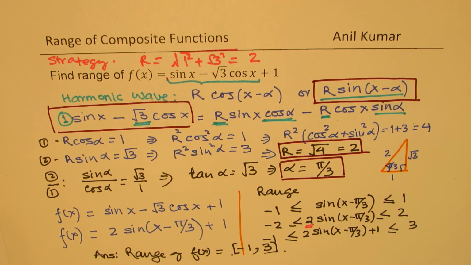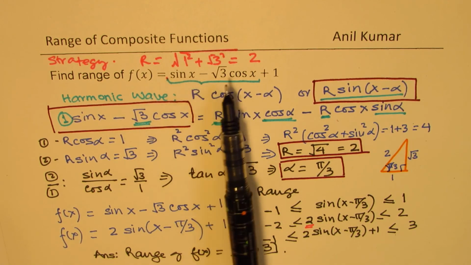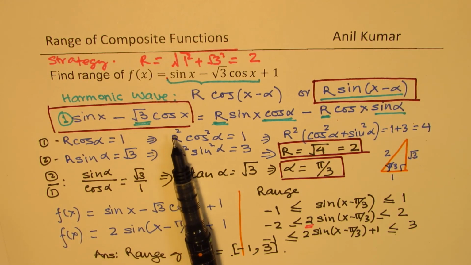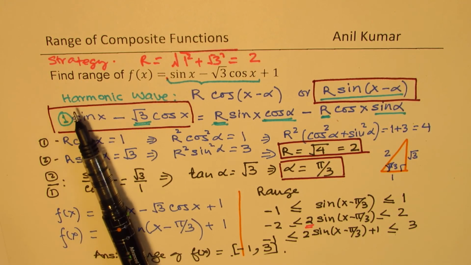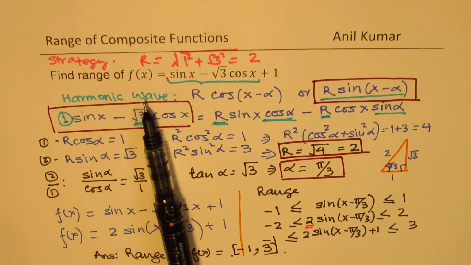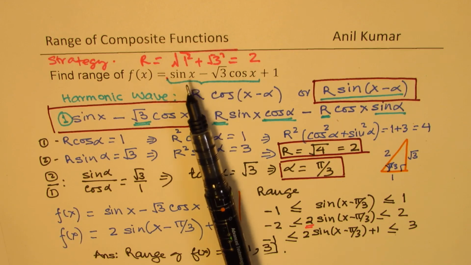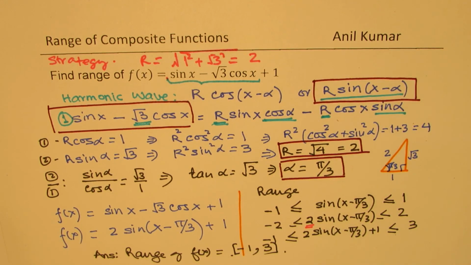So I hope that is absolutely clear. All questions which involve this kind of combination can be solved using this method, and therefore we just refer to this as harmonic wave. Generally, we write a cosine function. However, in such a situation, the sine function is better to use. I hope that makes sense.